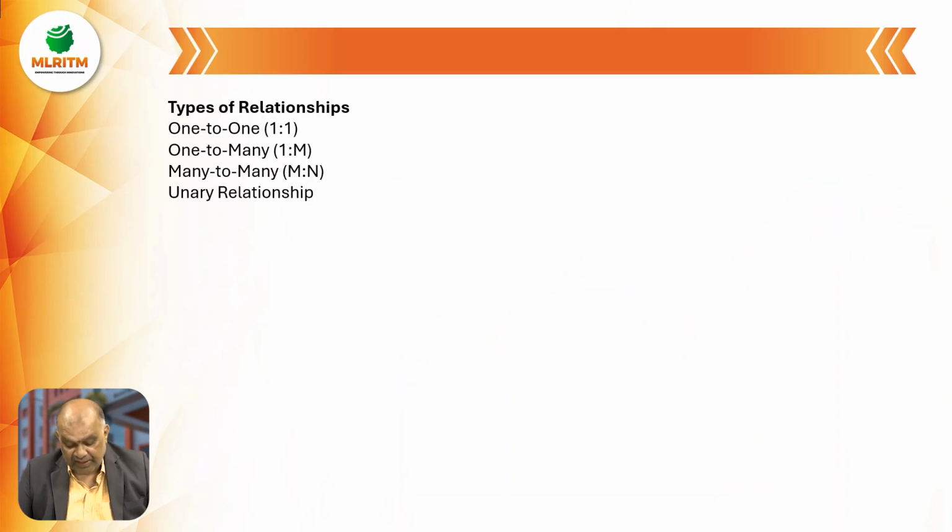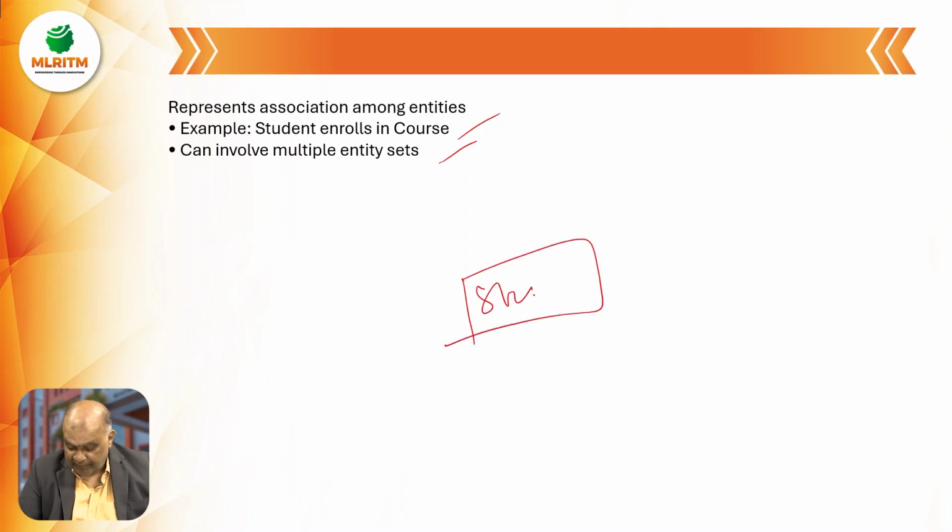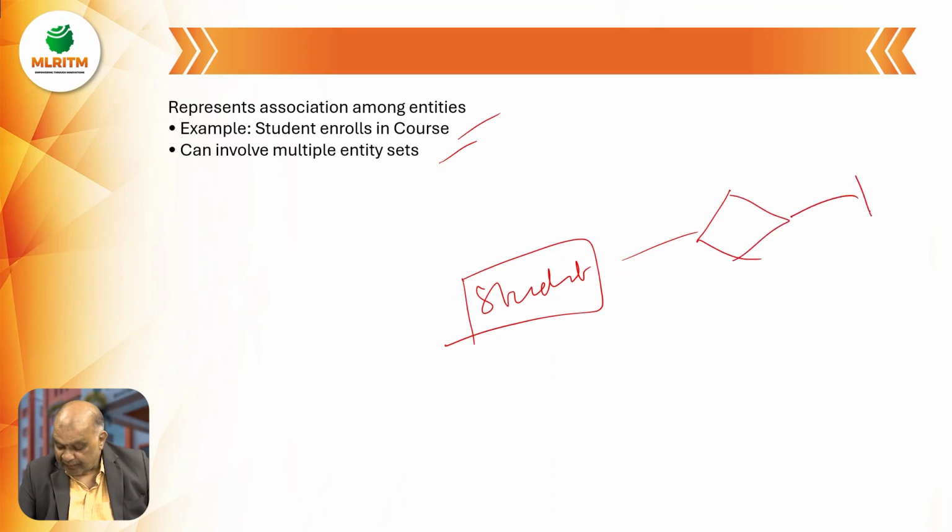These are different types of relationship: one-to-one, one-to-many, many-to-many, and unary relationship. So we can represent the association among the entities. Here you can see student enrolls in course can involve multiple entity sets. What does it mean? One student is there, and course is another table, that is another entity. Enroll is the relation between the student and course. So you can involve multiple entity sets.